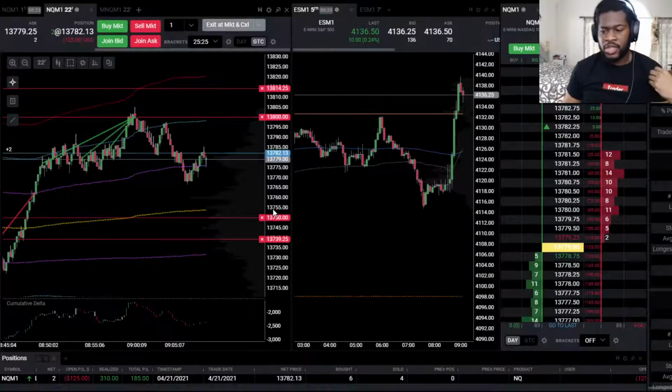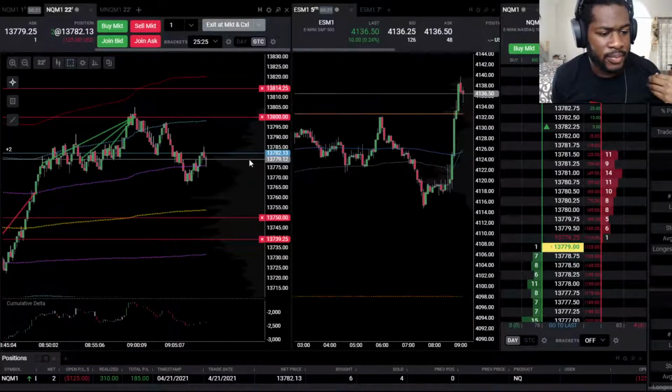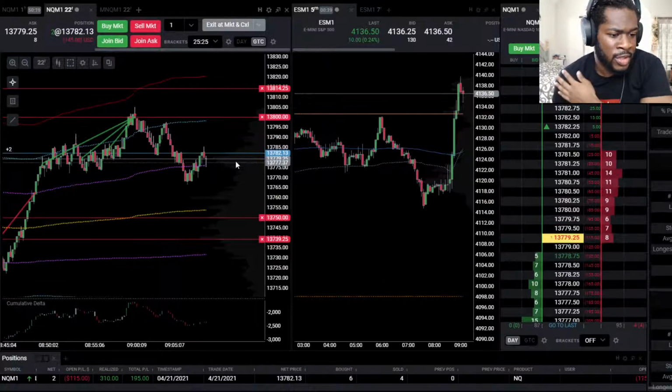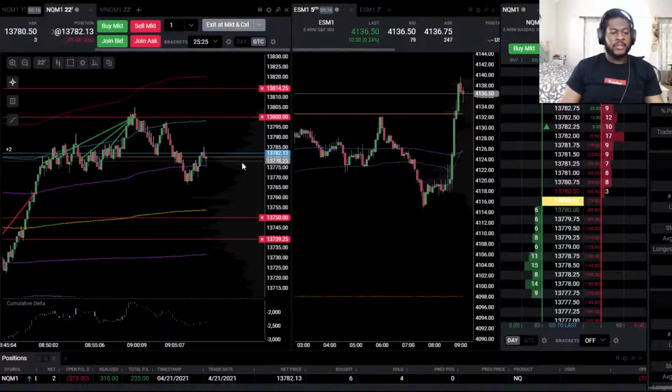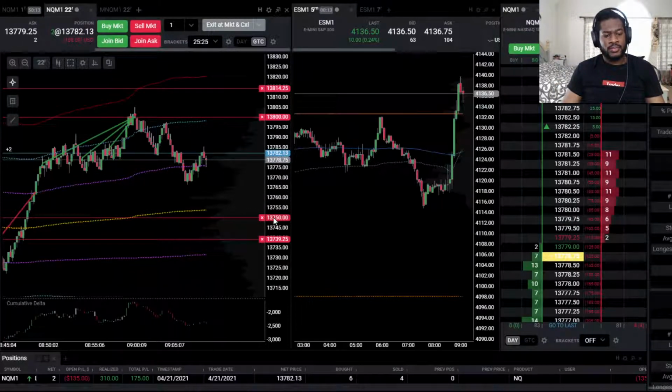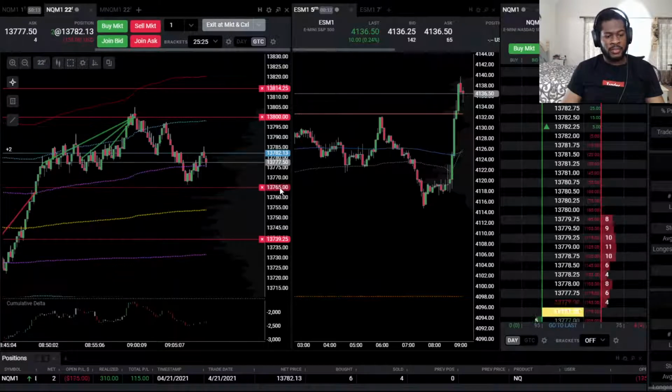I want to see this push here, and I want to see this go over my entry price or my average in price here. If not, I think I will look to take one off quickly.